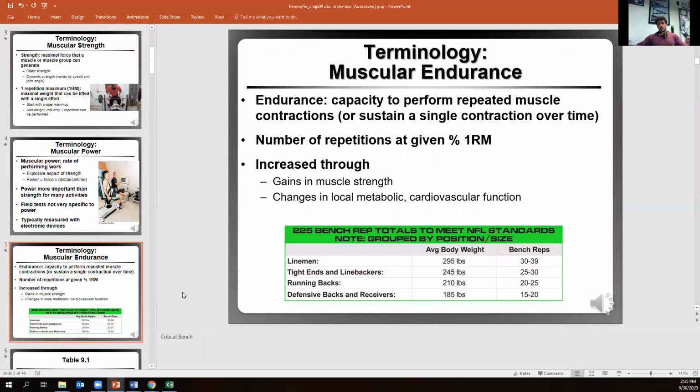We then have muscular endurance, and this is effectively how many repetitions you can do at a given percentage. We've already done a lab on this, and it turns out if you can do more reps at a given percentage, it usually means you're stronger. So the way that we can increase this is to get stronger or have improvements in the metabolic components and the cardiovascular functioning. Like anything else, if you want to do better at the 225 bench press test, have a higher bench press, then make sure you're in good enough shape that you can do as many as you can. Even though the relationship between how many reps you can do at 225 and how successful you are in the NFL is not actually that great.